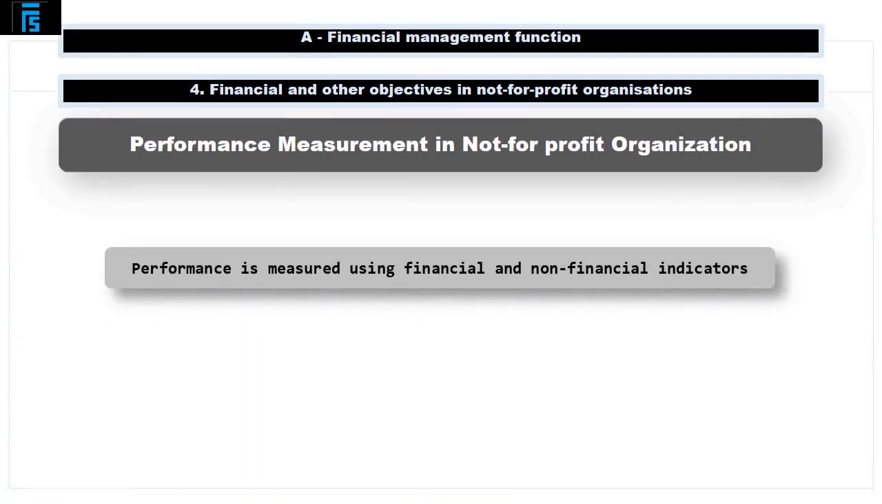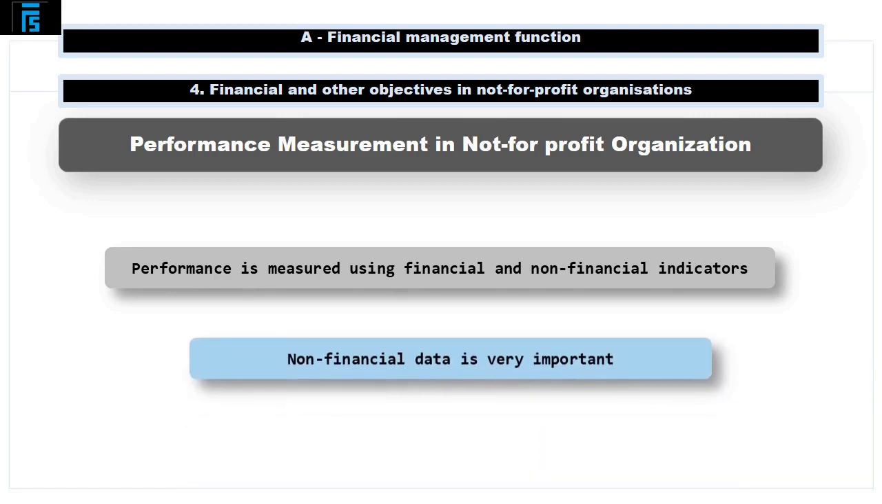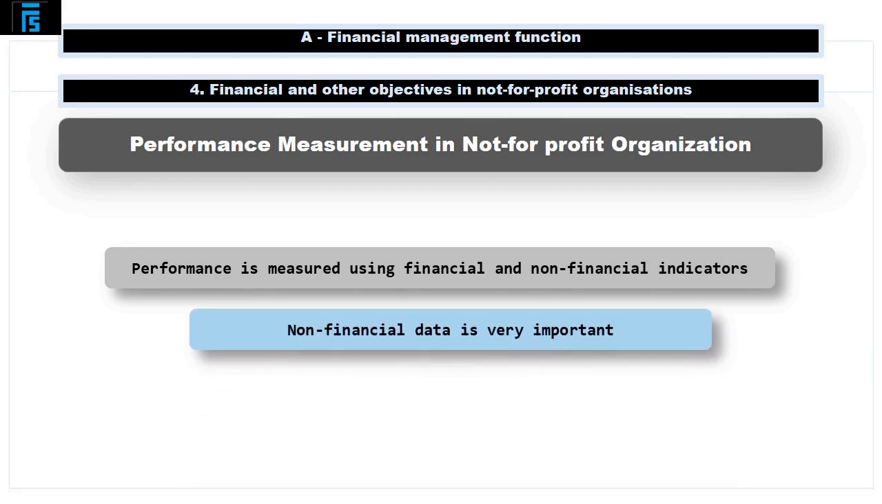Performance measurement is measured using financial and non-financial indicators. Non-financial data is very important in a not-for-profit to measure the achievement of non-quantifiable goals. In a traditional business, performance management is very important, and there is a motivation to undertake it for management bonuses and appraisal, as well as the good of the organisation itself.